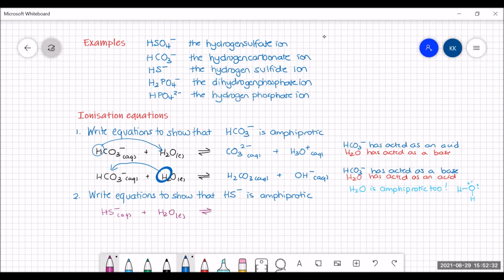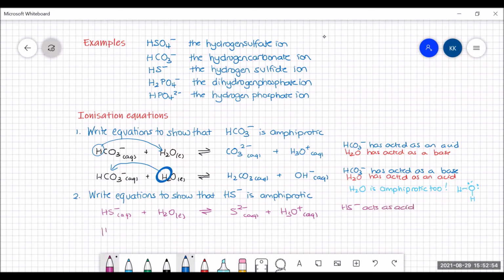And we're going to show it acting as an acid. So it's going to donate a proton, which means what will be left is the sulfide ion, and we will form a hydronium ion. So here, HS- acts as an acid.